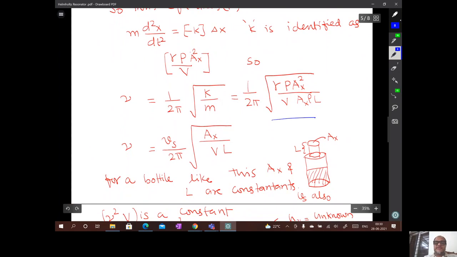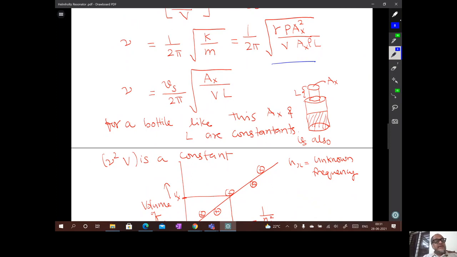Then there's some simplification. I have cancelled AX on both sides, and I have substituted for gamma p by rho. In k by m I have substituted m as AX rho into L, so AX gets cancelled. Gamma p by rho, its square root, is actually the velocity of sound, so that will come out, and inside the square root you have AX divided by VL.